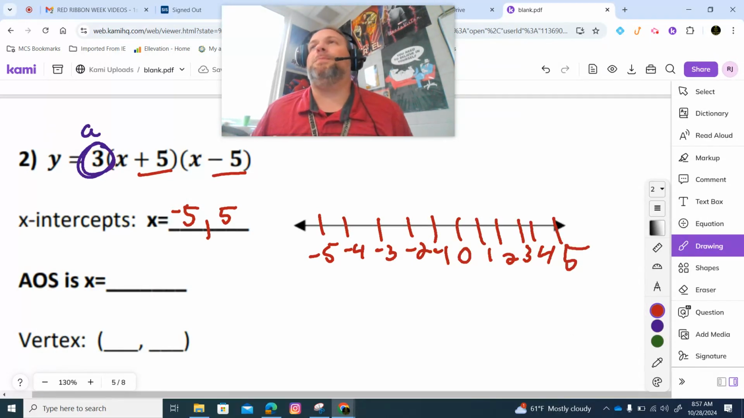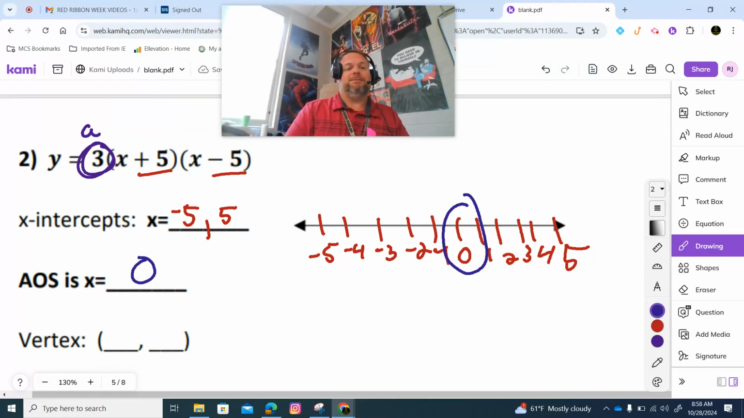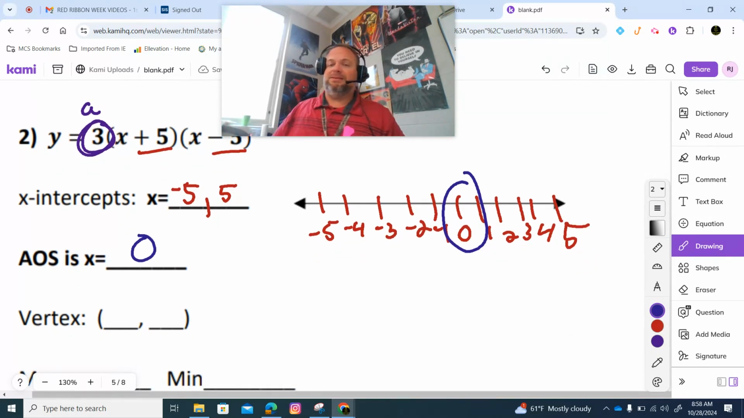Now, some people are going to say, wow, I really didn't need to see that on a number line. Some people needed to see that on a number line. All right. What number is exactly in between negative 5 and positive 5? 0. Zero. So I can write it here.